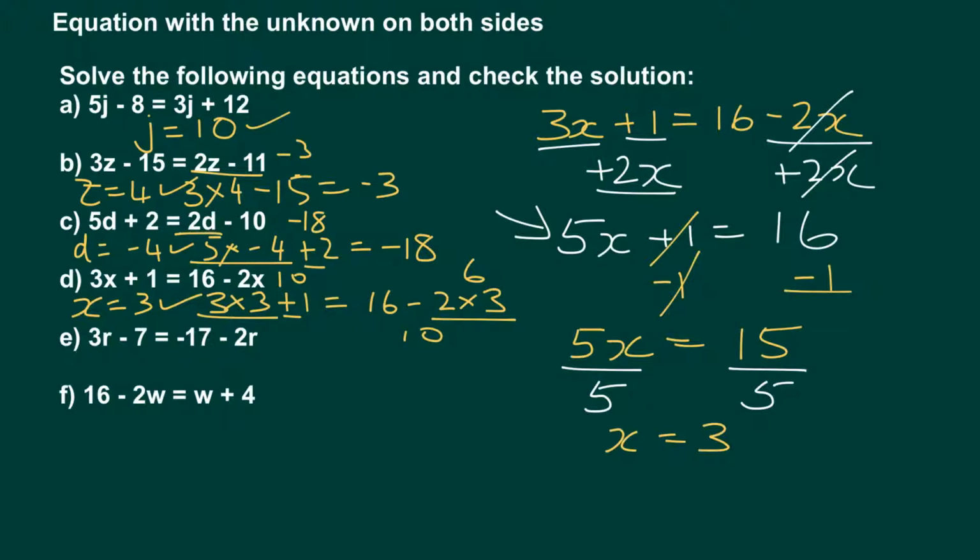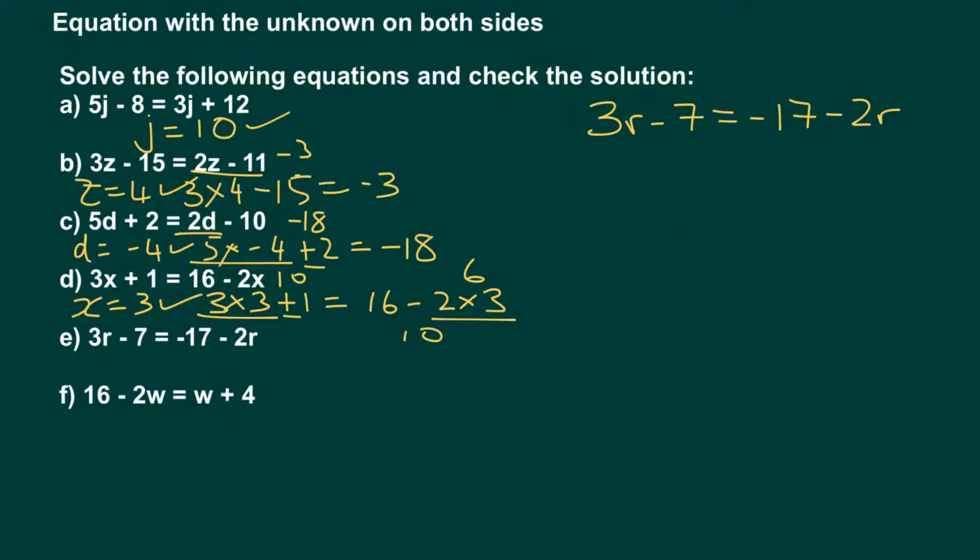Alrighty, let's move to part E now. So the question is 3r minus 7 is equal to negative 17 minus 2r. Okay, so the very first thing is we need to get rid of this minus 2r here. We do that by doing the opposite, which is plus 2r. We do plus 2r on both sides.